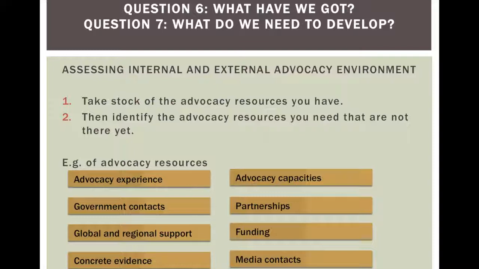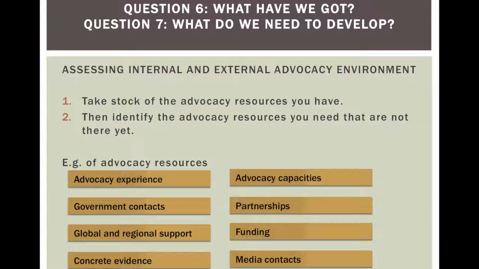By advocacy resources, we mean looking at previous advocacy experiences, also advocacy capacities that are there or that need to be built, such as outreach, media, research. Look at existing partnerships or those that need to be built. Government and media contacts, available funding, global and regional support for your advocacy, and concrete evidence which may be available or which may need to be developed.